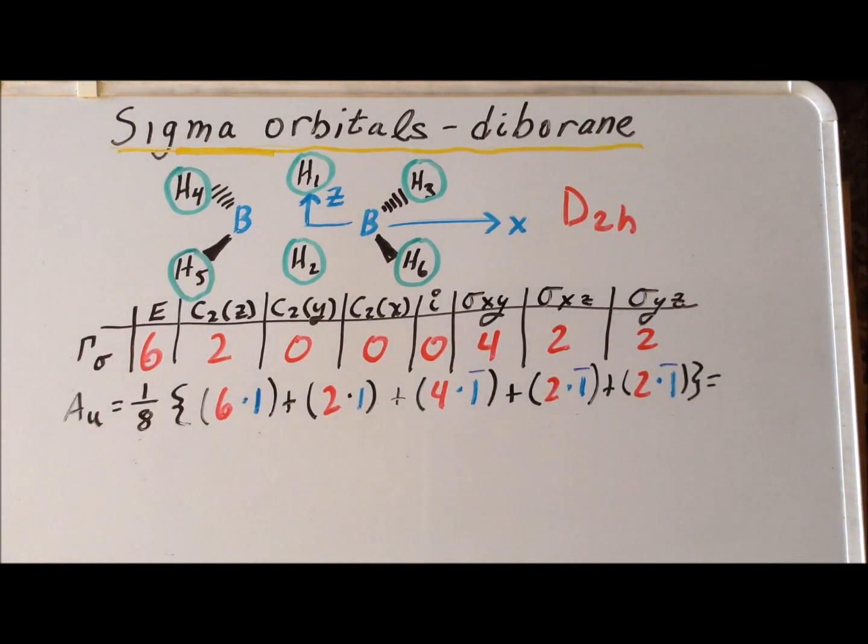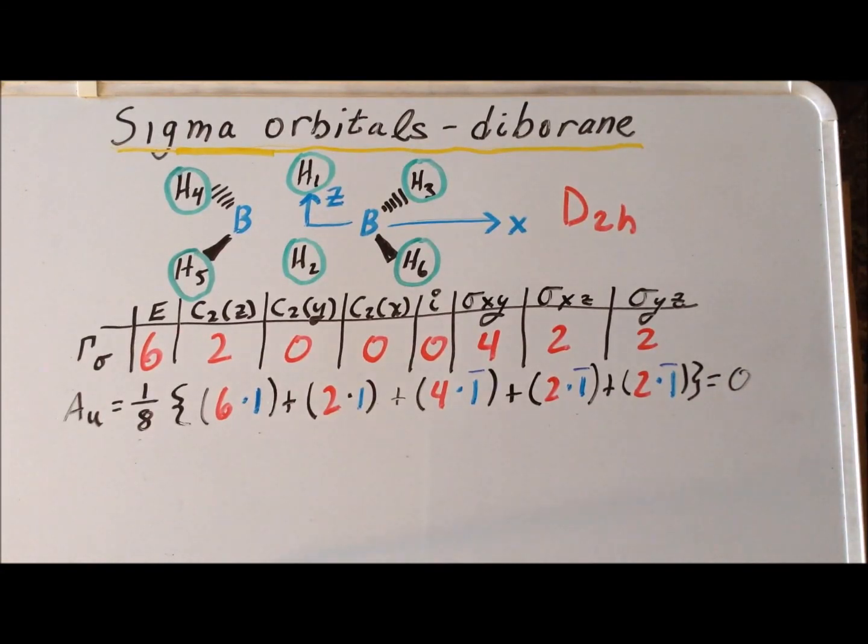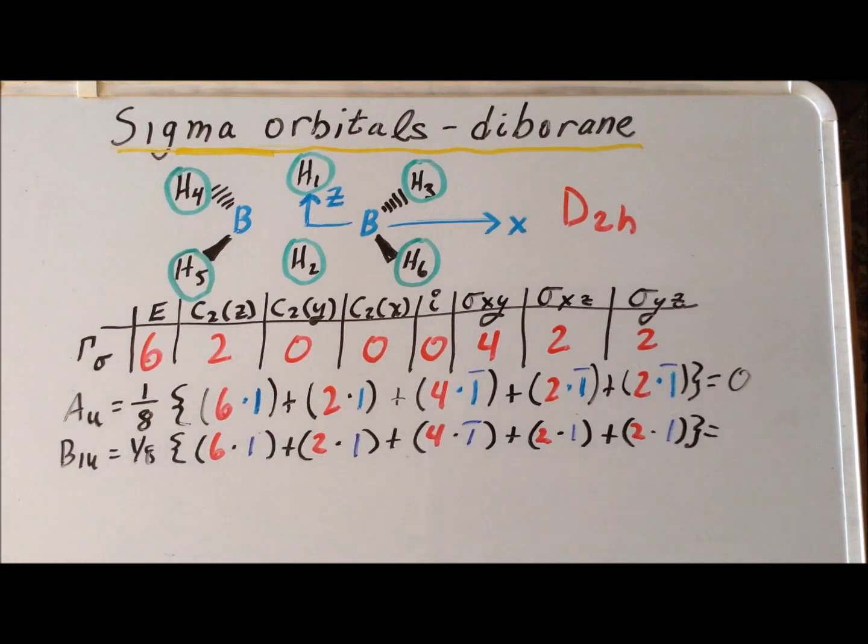The fifth irreducible representation in the group D2H is AU. So here we have 1/8 of 6 times 1 plus 2 times 1 plus 4 times minus 1 plus 2 times minus 1 plus 2 times minus 1, which gives us 0. So there are no AU's. For B₁ᵤ, we have 1/8 of 6 times 1 plus 2 times 1 plus 4 times minus 1 plus 2 times 1 plus 2 times 1, which gives us that there is one B₁ᵤ in the reducible representation.